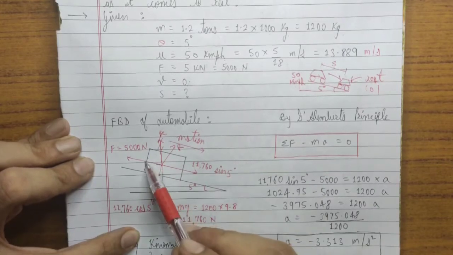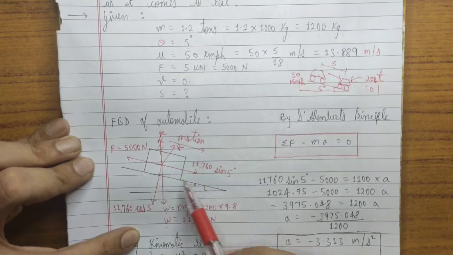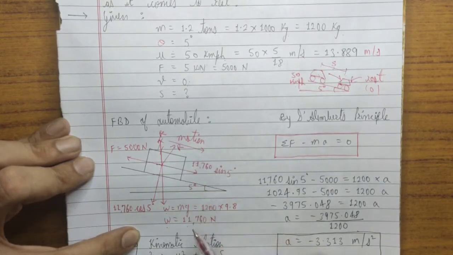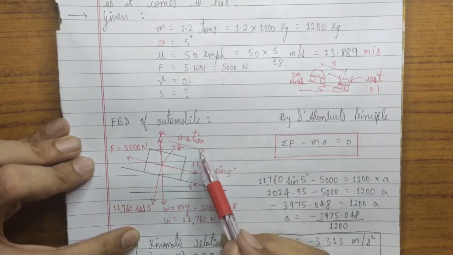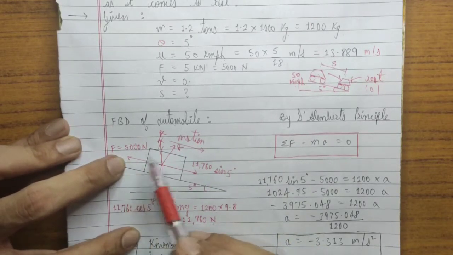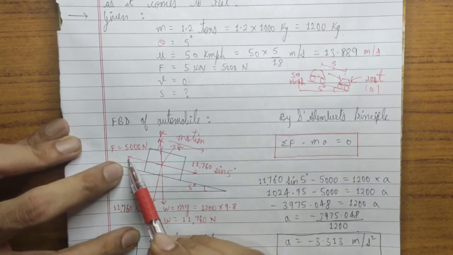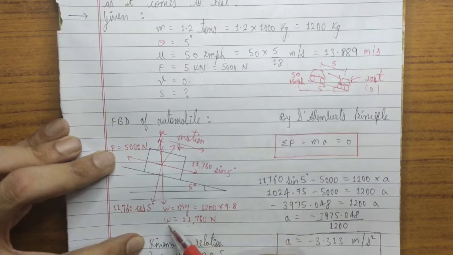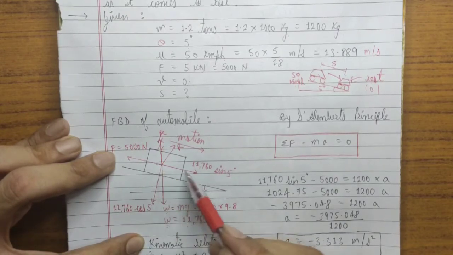Okay, now we know that this vehicle is coming down on this particular surface. So what will be the motion? It will be in downward direction. Now opposite to motion is the frictional force. Okay, so the frictional force will be this towards left. Since motion is towards right, frictional force will be towards left. It is 5000 Newton.